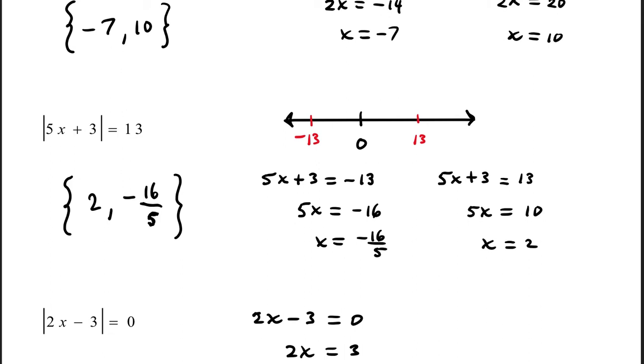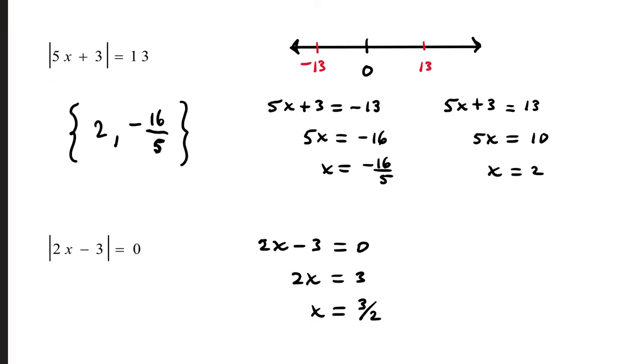we have the absolute value of 5x plus 3 equals 13. Again, think of 13 as your distance from 0. If you go left 13 units, you stop at -13. 5x plus 3 is equal to -13. Subtract 3, divide by 5, and x equals -16/5. If you go 13 units to the right of 0 on a number line, you stop at 13. So 5x plus 3 can be 13. And that happens when you subtract 3, divide by 5, and x equals 2. So these are your two solutions to this absolute value equation.